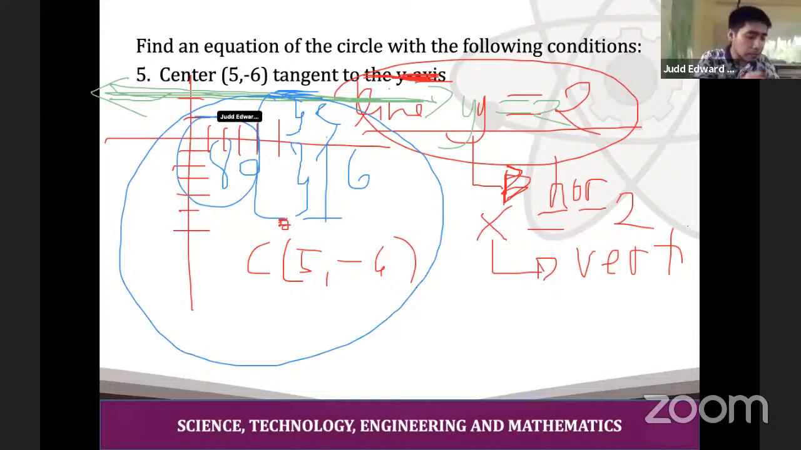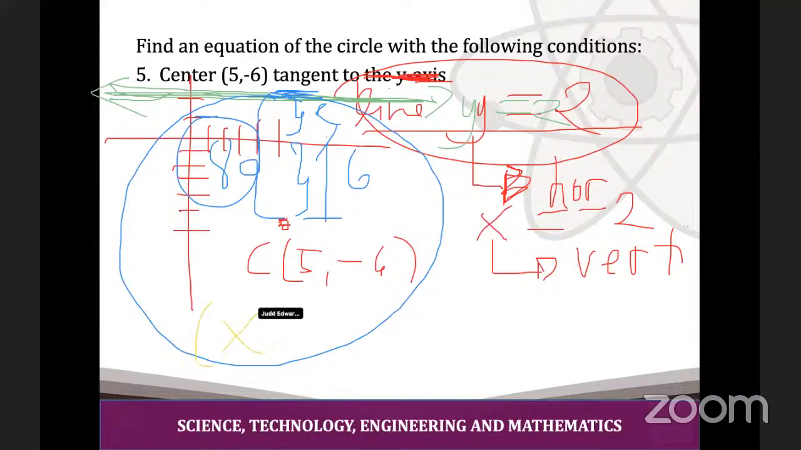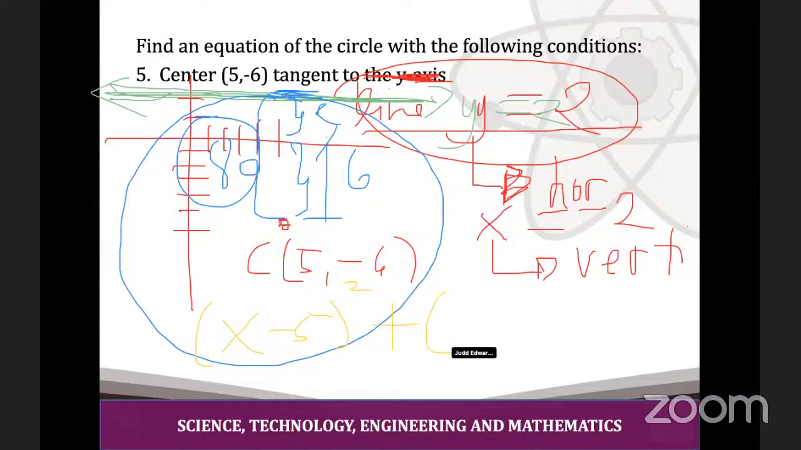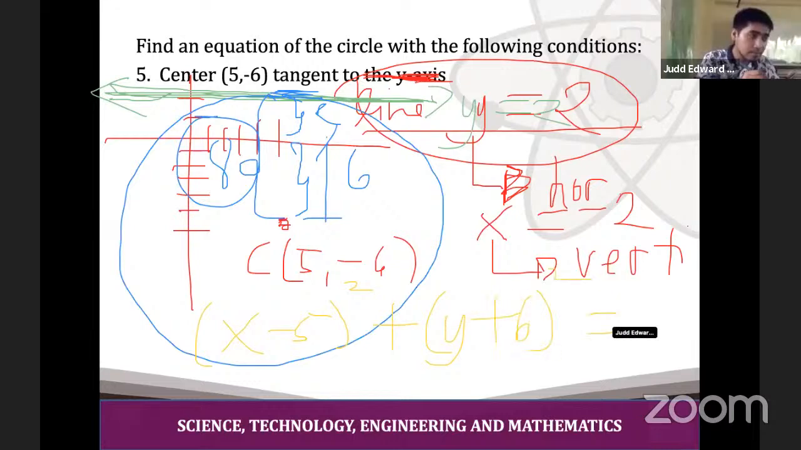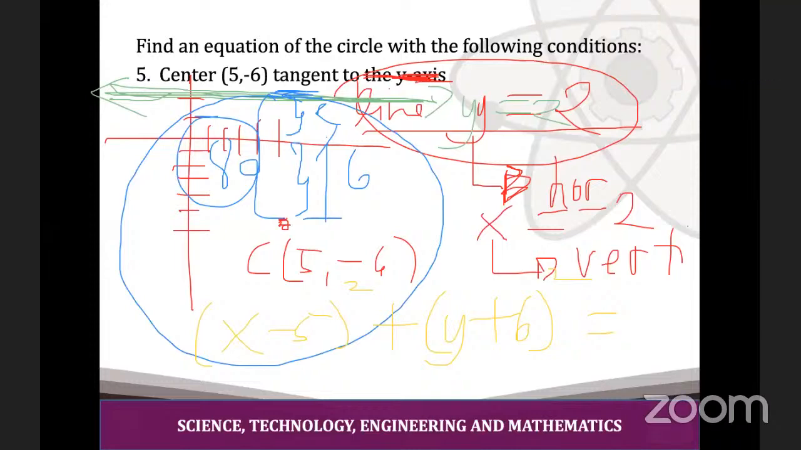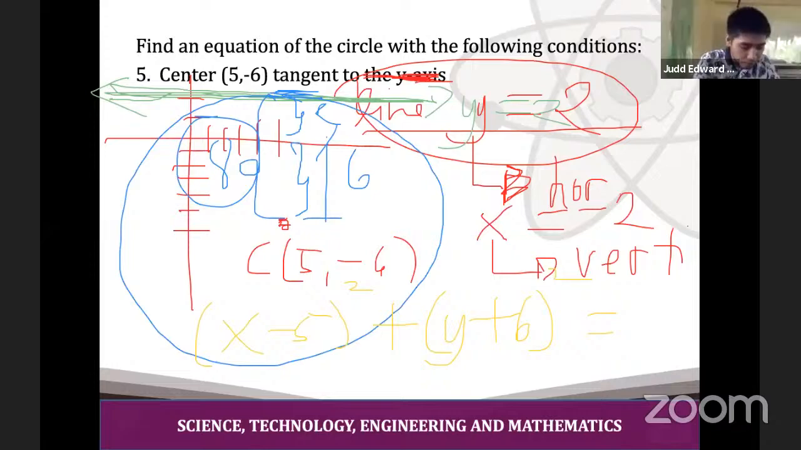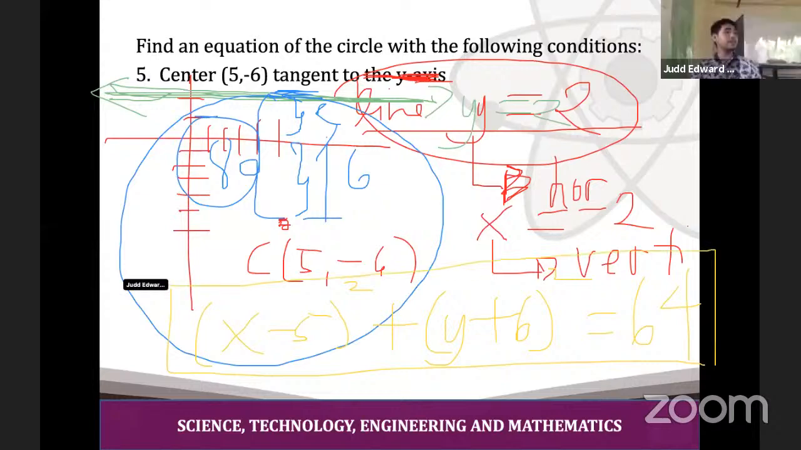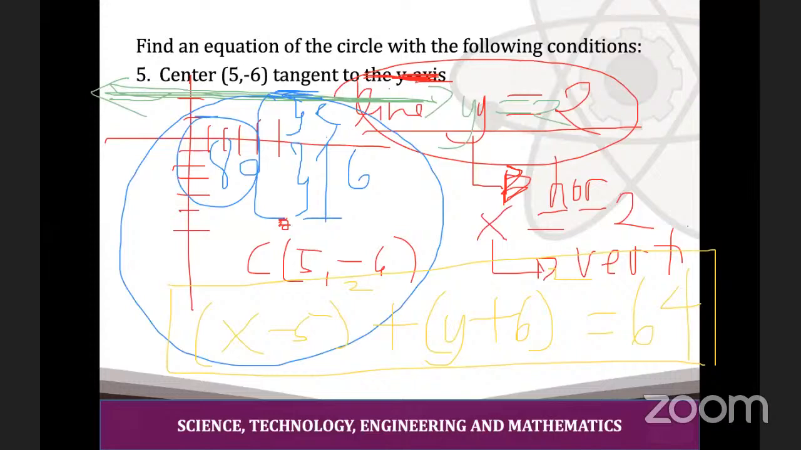Is that clear? And what will be our equation? What is now our equation? Anyone? Our equation would be (x - 5)² + (y + 6)² = 64. Very good. This becomes 64, 8 squared. Are we clear? Yes. Is it clear? Okay, what if I have another example?